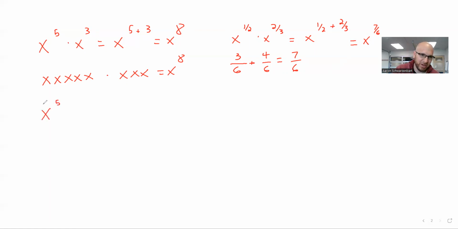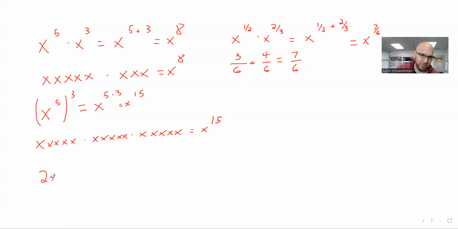When I do a power to a power, I multiply. And I get x to the 15th. Again, why is that? I have x to the 5th, and I'm cubing that, which means I'm multiplying it by itself 3 times, giving me 15 x's multiplied together. There's the rule.